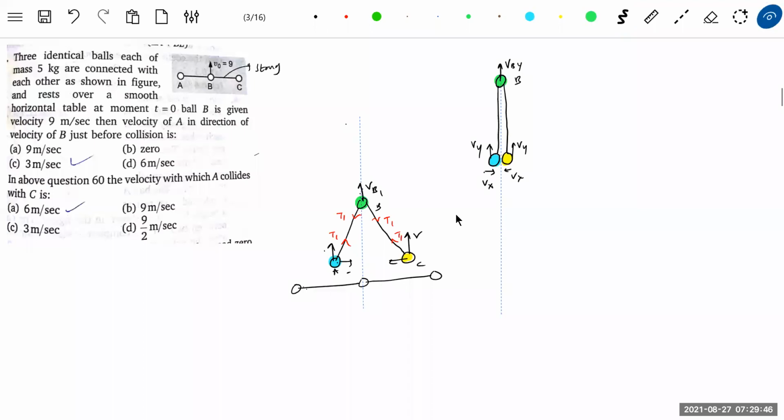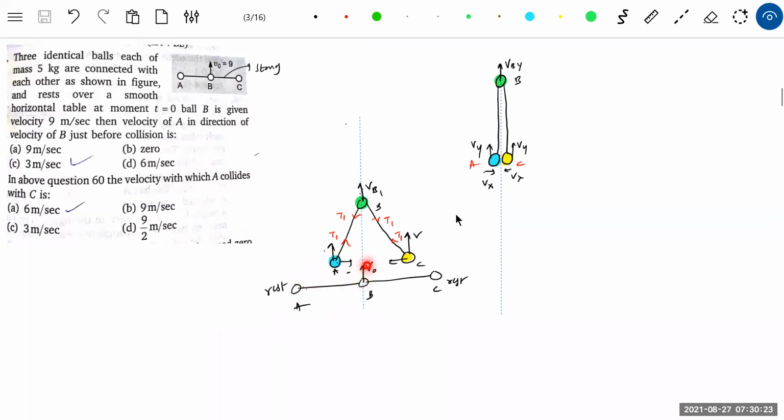Now look at the balls A and C. The tension in the string will end up making the diagram like this. Look at the node: the moment I project it, they are connected by a string. The string will become taut and the tension starts acting. So A and C will move in a plane. They don't just move like this, they'll start moving somewhere here.